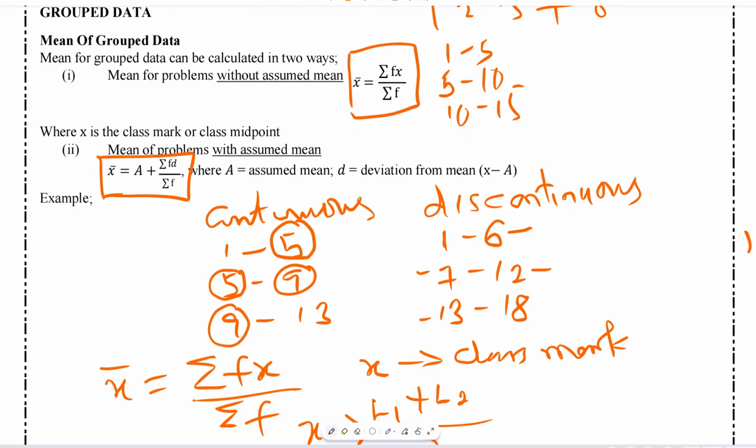When we have an assumed mean, it means they gave you a mean already. I get what I'm saying now? They gave you a mean already. So like an assumed mean.